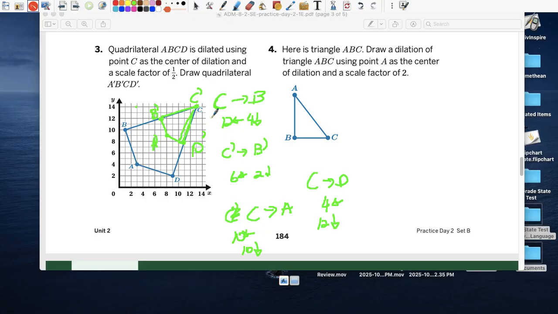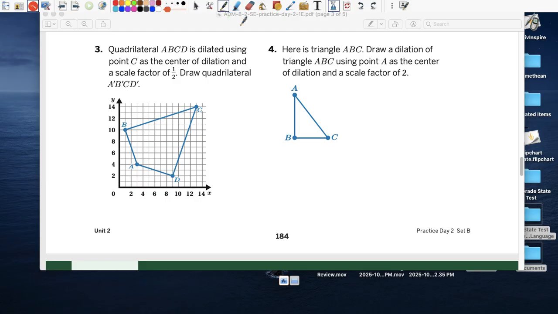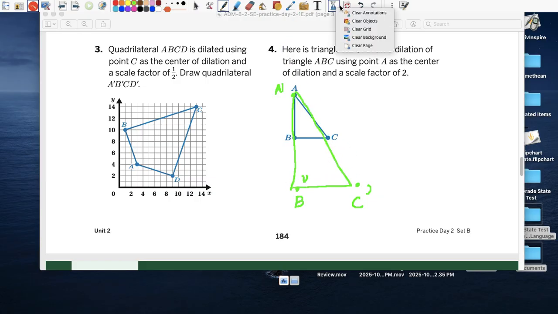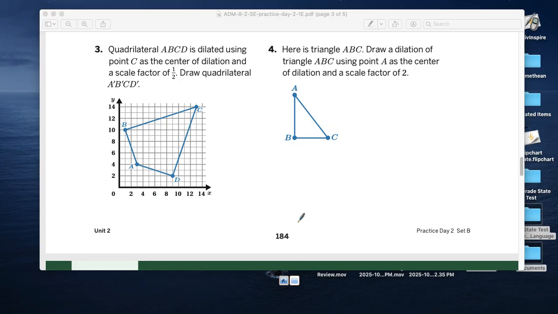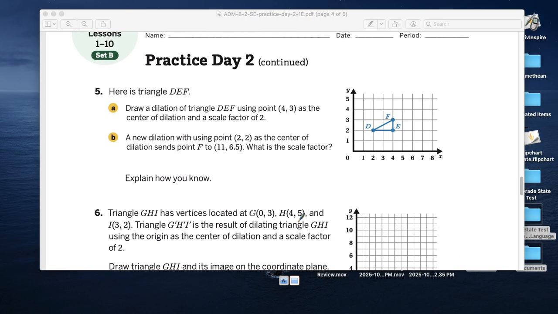Okay. All right. A silly question here, right? Here's a triangle. Draw dilation of triangle ABC using point A, and then dilated scale factor 2. So A to B is that distance. So to B prime, let's double that distance. So it'll be somewhere around here. I'm not going to use a ruler. So A prime. A to C is that distance, so double that distance. So C prime would be somewhere over here. And there's your triangle. Right, that one wasn't crazy.